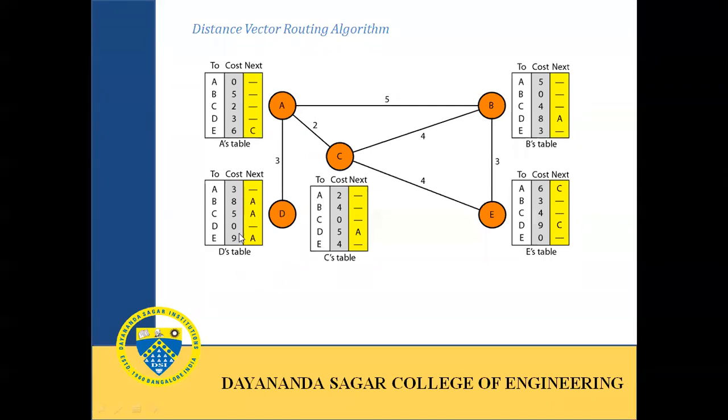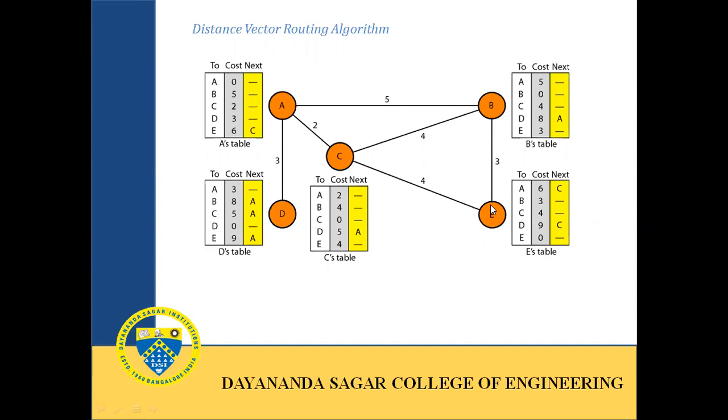Similarly, for the D table, it has a direct path to A node. So D has only one direct path, that is to A node, that is 3. And for all other destinations, it makes use of other nodes. So you have A node, which helps to reach the destinations B, C, and E. Similarly, the table is formed in the C node, and a similar table is formed at the E node.